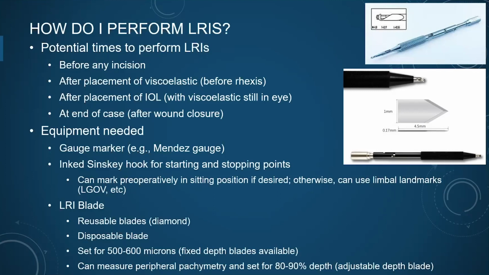The equipment needed is very simple, and the folks at Precision Lens have made it easy with disposable kits for surgeons who may not do these regularly, maybe just occasionally. You really just need a gauge marker, like a Mendez gauge, and an inked Sinskey hook for starting and stopping points. You can mark preoperatively in the sitting position if desired. I certainly do that for toric IOLs. But with these, since it's not really an exact science, you can just use the limbal landmarks, like a limbal girdle for example, to figure out where the 0 and 180 are and work your way from there.